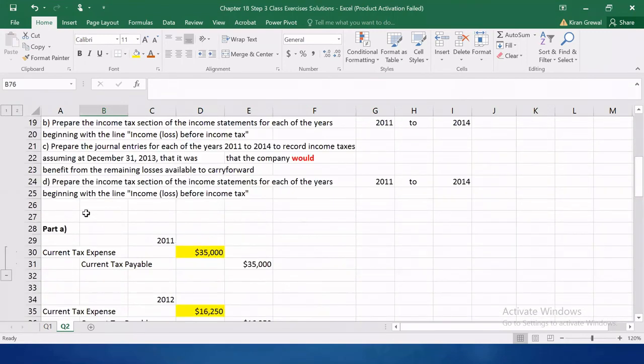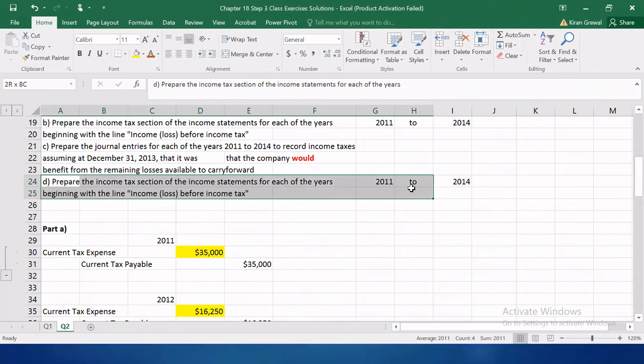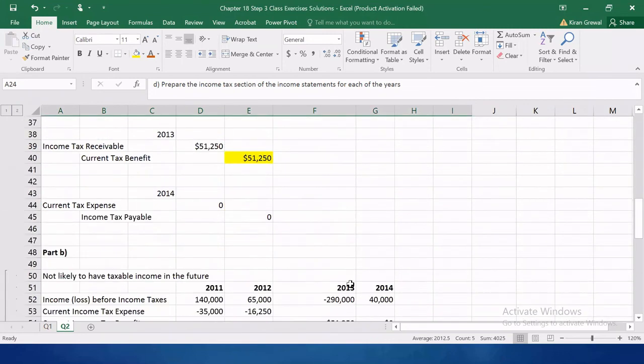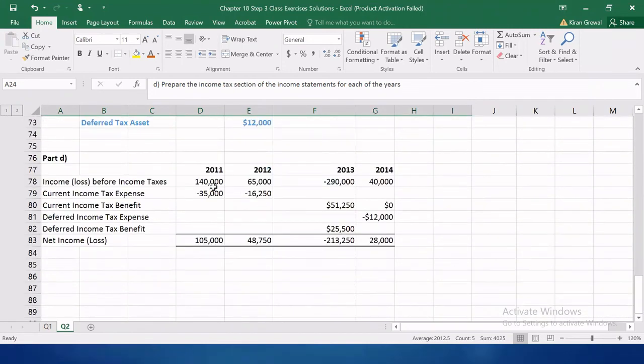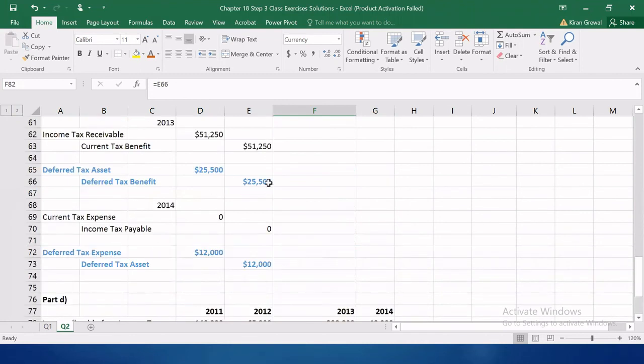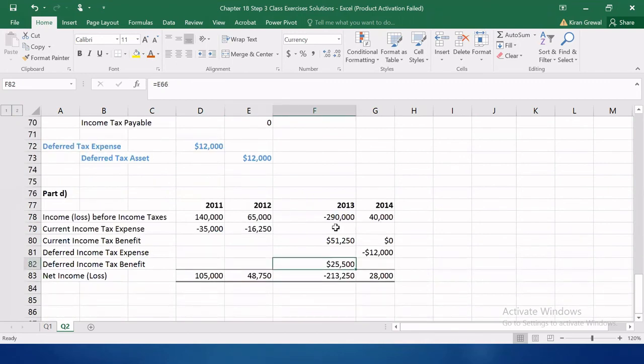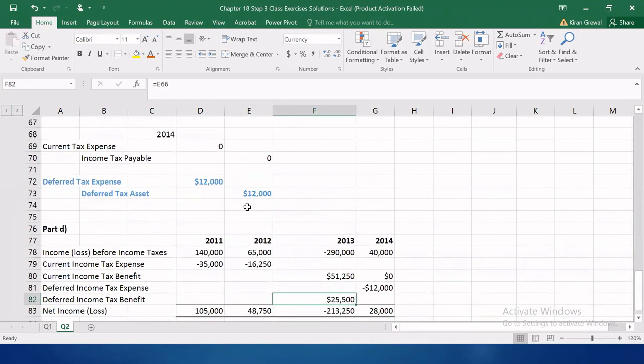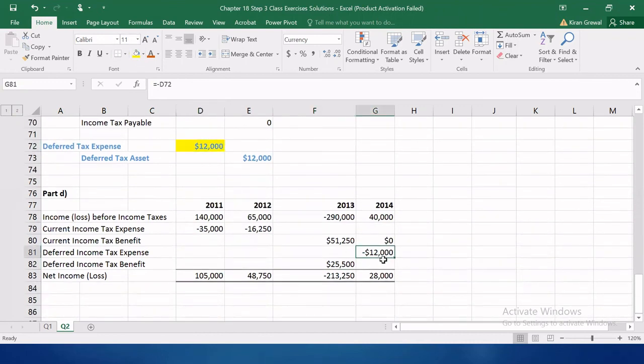The last part says prepare the income tax section for 2011 to 2014. Just doing this again, 2011 and 2012 are the same. For 2013 and 2014, we just have this extra journal entry that we did. We did deferred tax benefit of 25,500. We add that there. That's going to bring down our loss. And then we had this deferred tax expense, 12,000. That's going to bring down our income to 28,000.